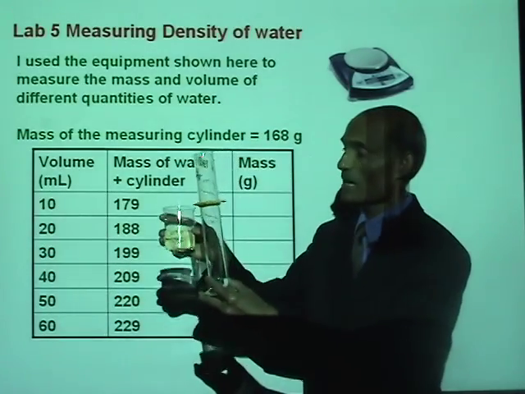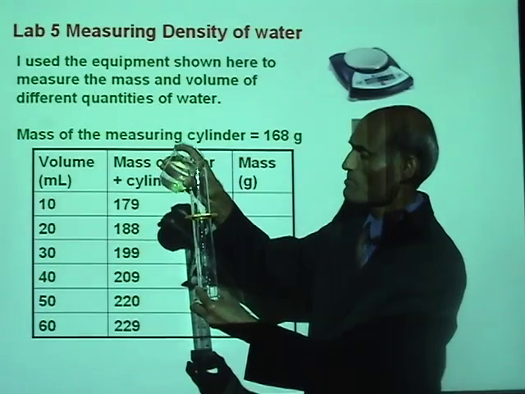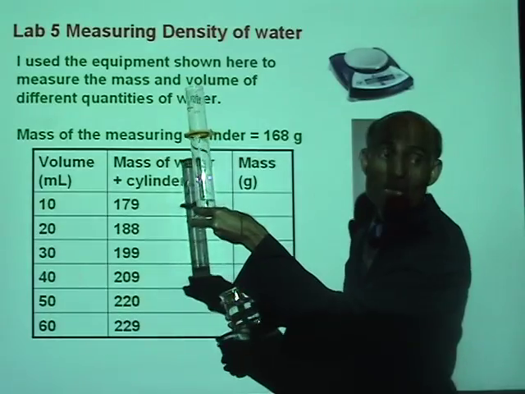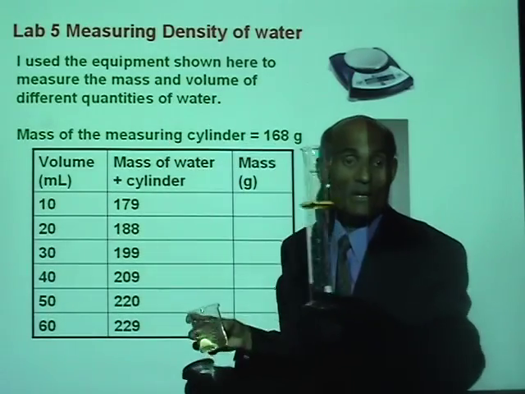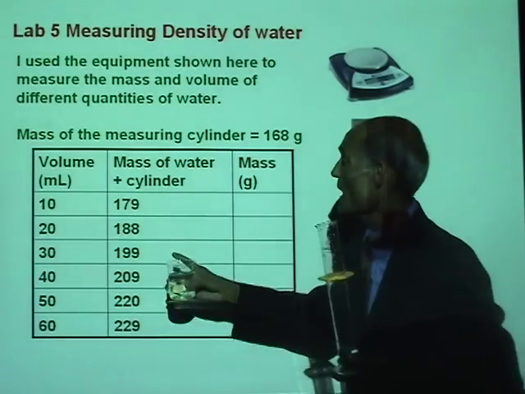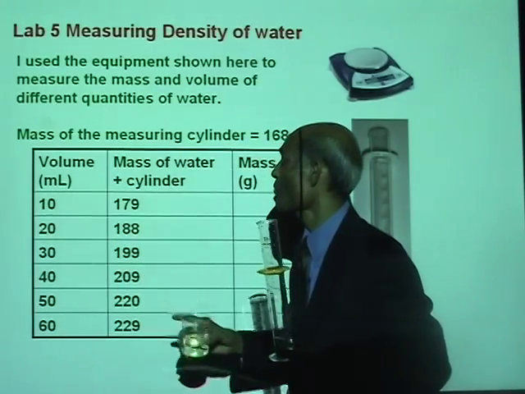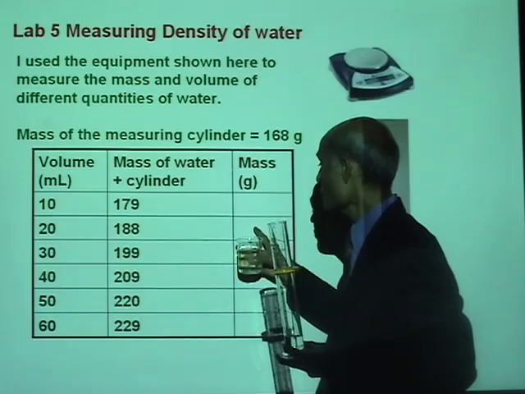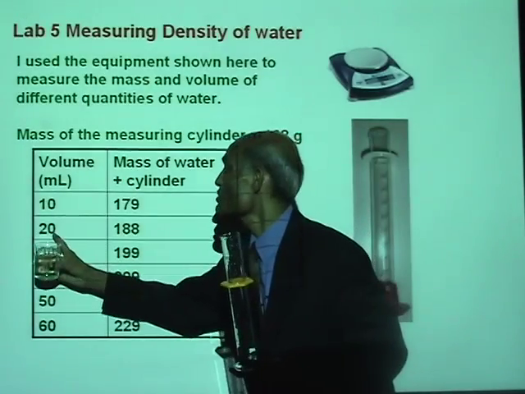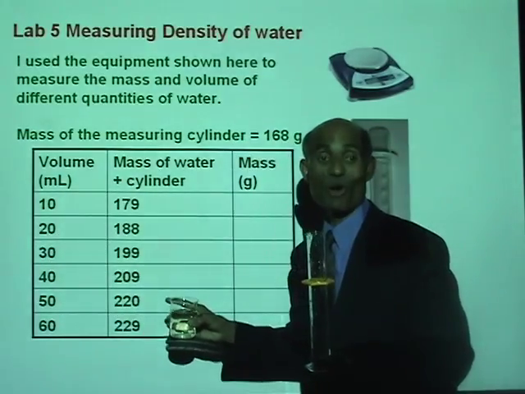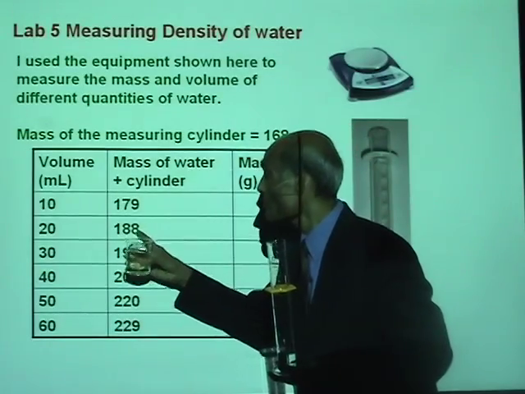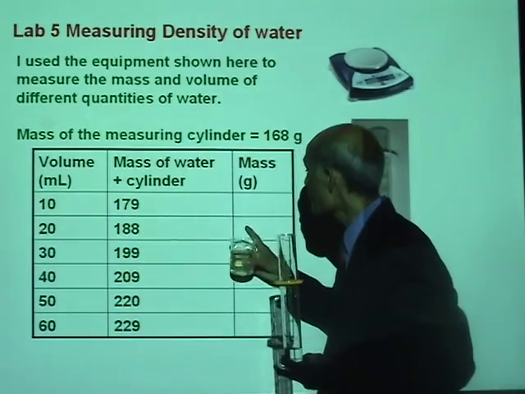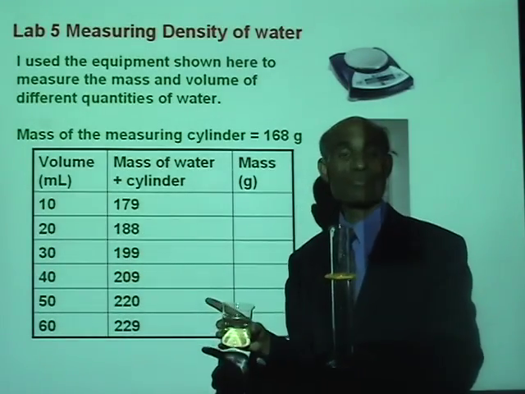What did I do next? I increased the volume to 20 milliliter. I put more water. Now I have 20 milliliters of water. I went to my electronic balance. I measured the mass. I got 188 grams. So now you got to find what is the mass of 20 milliliter of water. But all you need to do is, from the total mass, take away the mass of the cylinder. That will give you the mass of 20 milliliter of water.